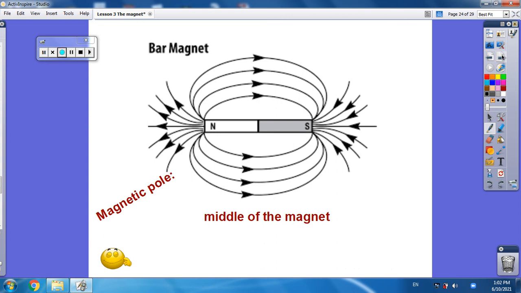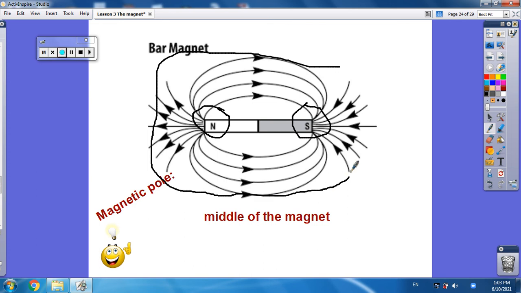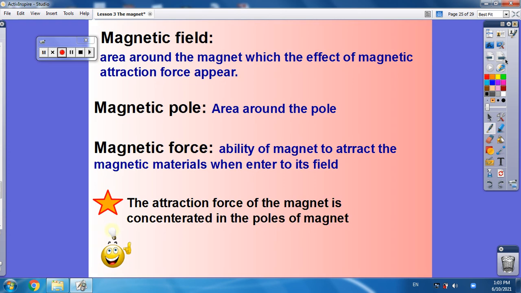Okay. Also here in this picture we see the most powerful part of the magnet is at the two poles, like we saw in the last session, and also we see the magnetic field for this magnet. The magnet has two poles, north pole and south pole, and has a surrounding area where magnetism appears. This area is called the magnetic field. The magnetic field is the area around the magnet in which the effect of magnetic force or magnetic attraction appears.